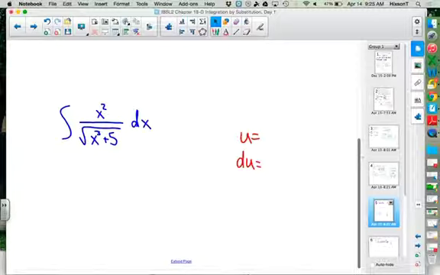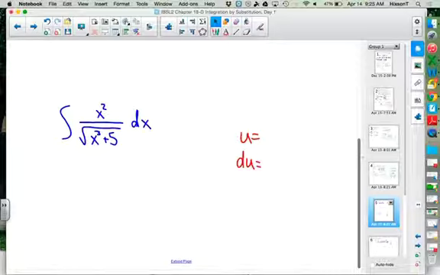We have the integral of x squared over the square root of x cubed plus 5. This one's a little bit challenging to see what your inner function is. What would we have to make u in this case? The square root of x cubed plus 5? Or just x cubed plus 5, because it's x squared dx, which makes it look easy.